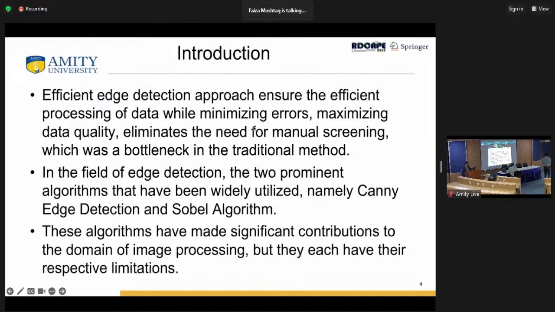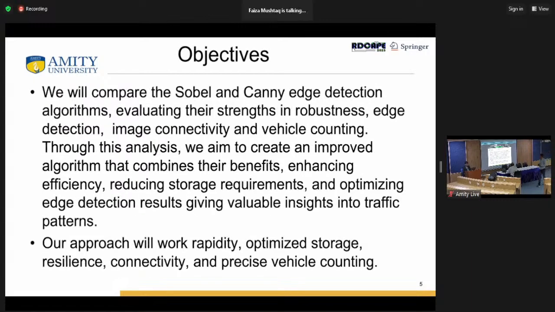If we talk about the Sobel algorithm, compared to the rest of the algorithms for edge detection, it gives a result with less execution time. That is why we have taken these two traditional algorithms for this work. Our objective is to compare Sobel and Canny edge detection algorithms. We will evaluate their strength in robustness, edge detection, image connectivity, and vehicle counting.